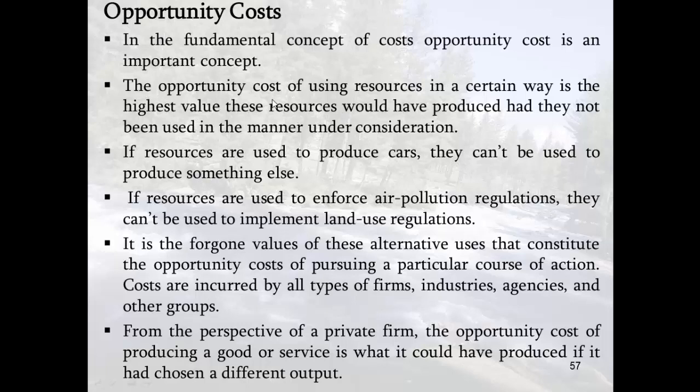If we have not used this resource in this particular process, the cost which would have been the highest value of the cost which would have been the absence of this activity, this process, is the opportunity cost. If resources are used to produce cars, they can't be used to produce something else. Once we have used certain resources for the production of cars, then we will miss some other type of production, and that is the opportunity cost for this.